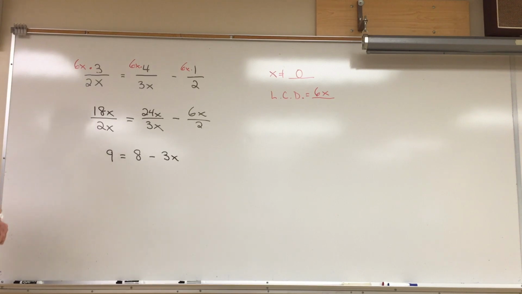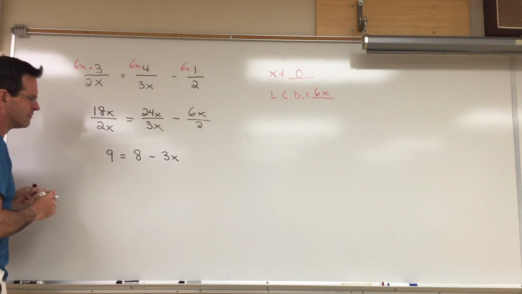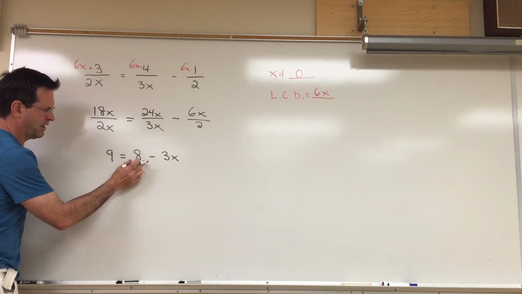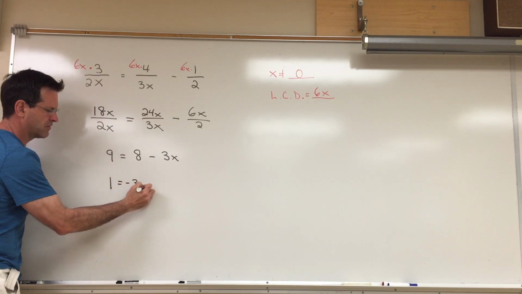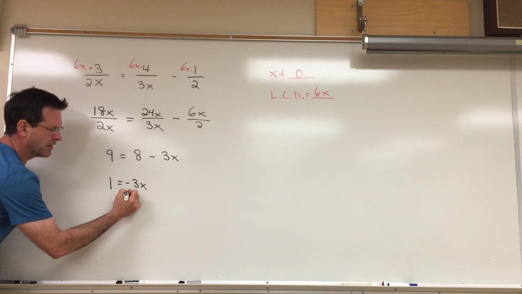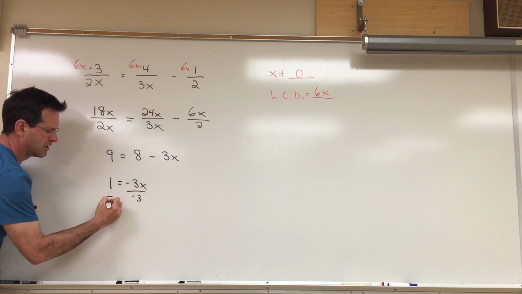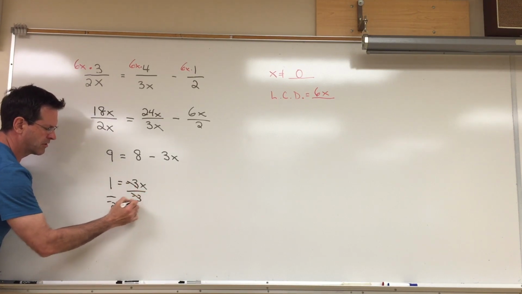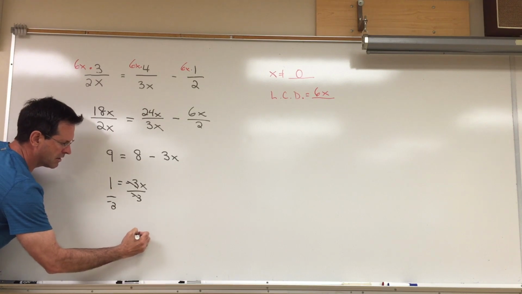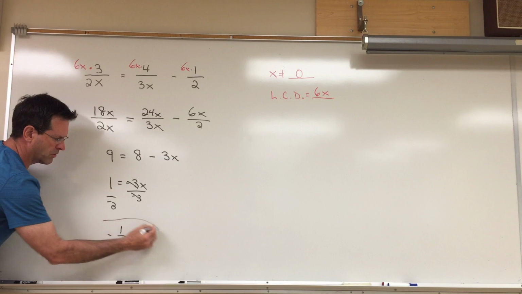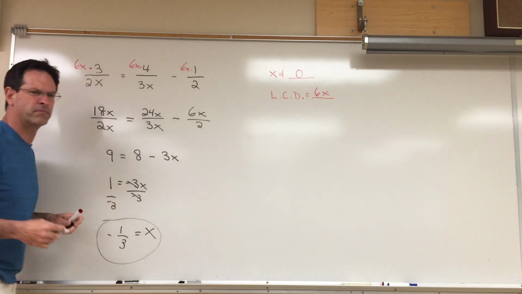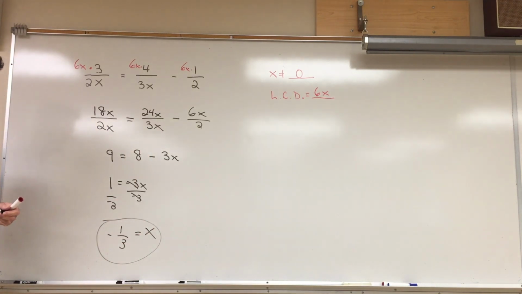Now we solve the resulting equation. If I bring the 8 to the other side, 9 minus 8, that's 1 equals negative 3x. Divide both sides by negative 3. They cancel each other out. X works out to negative 1 over 3. Is it one of our non-permissible values? No. And we could check that it will satisfy the original equation.